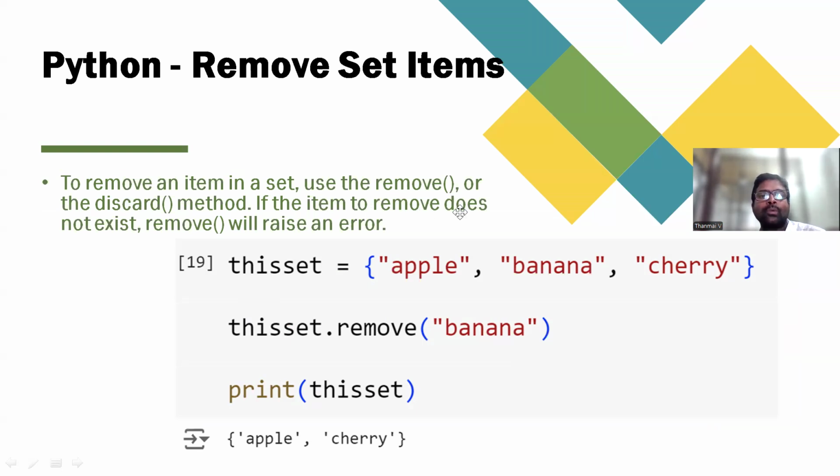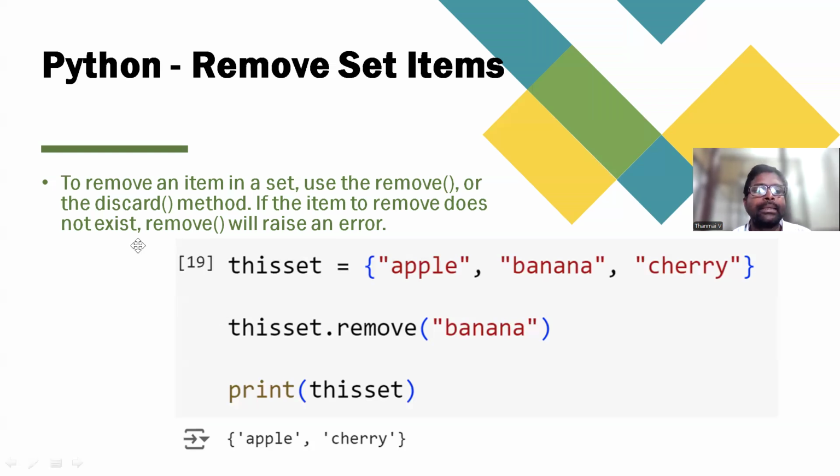If the item to remove does not exist, then the remove command will raise an error. You can use the remove command or the discard command to remove a particular element from the set. But if the element you want to remove is not available and you are using the remove command, then it will throw an error. But if you use the discard command, it will not return anything.